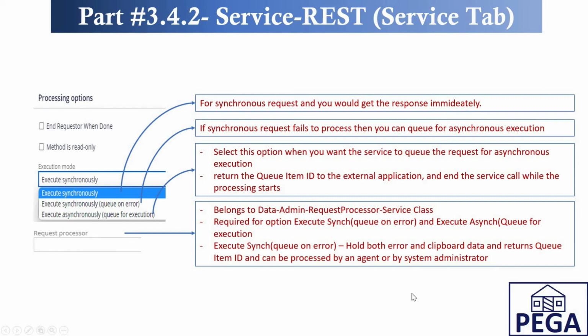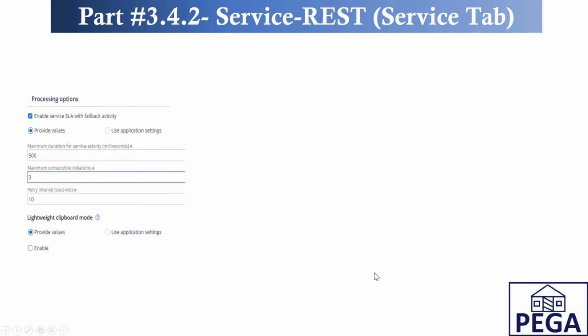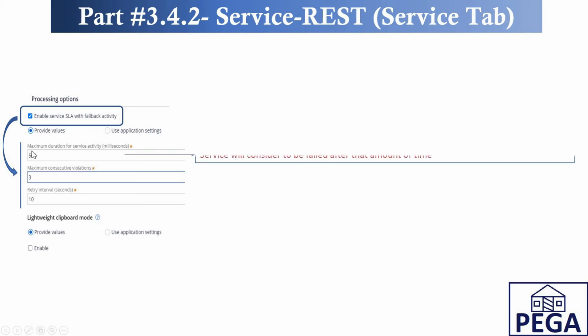The next thing I wanted to discuss is enabling the service SLA with a fallback activity. The moment you enable the service SLA with fallback activity, Pega automatically enables you to provide these three values. The moment you disable it, these three values will be hidden. Now, what is the significance of these three values? As the name itself indicates, the first is the maximum duration of the service activity in milliseconds. As you know, every time a service is executed, we are calling an activity, which we're going to show in practical.